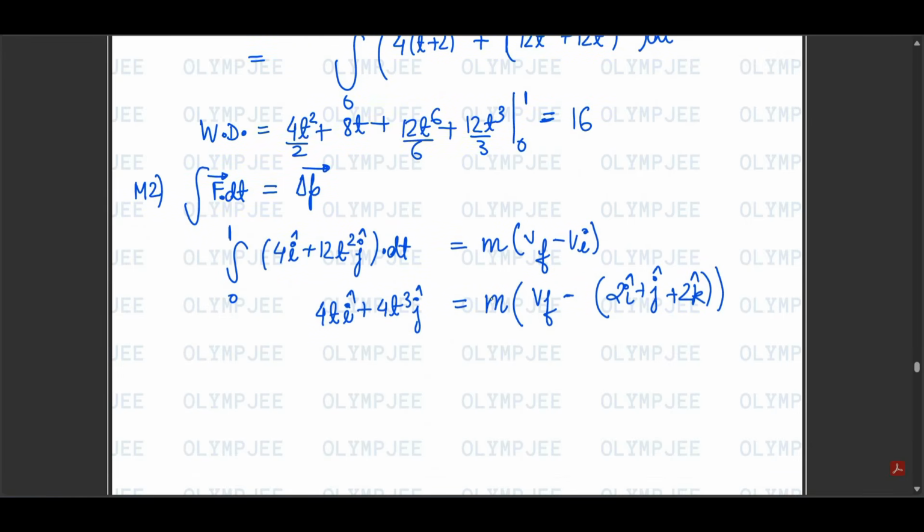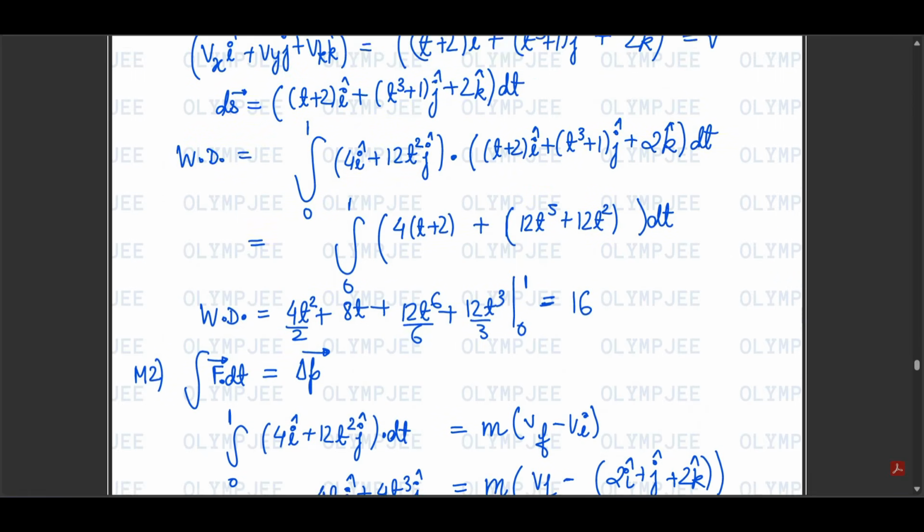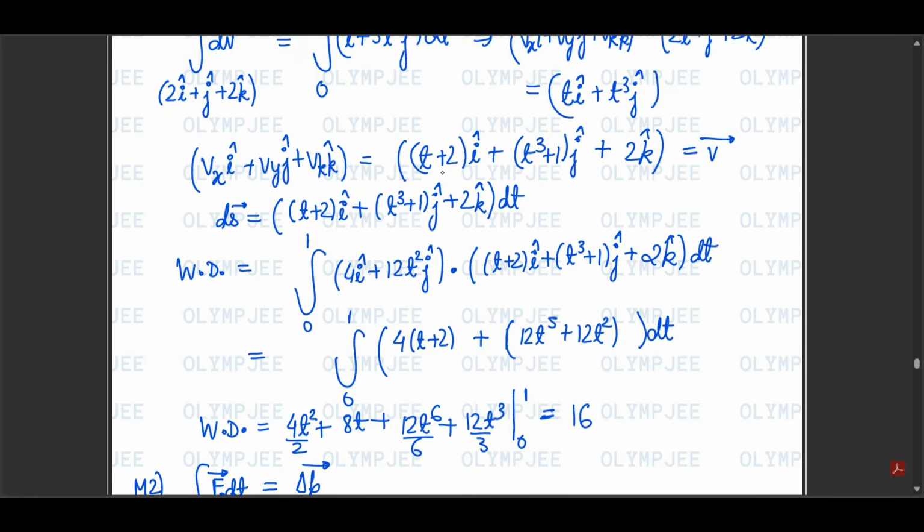So this was 4, so dividing this by 4, this constant will get cancelled. So 2 i cap plus t cube j cap is equal to v final, and if we take this on the right hand side, then it will become (t plus 2) i cap plus (t cube plus 1) j cap plus 2k cap, right? So we have found the v final. If we put 1 here, then we'll get the velocity at 1 second, and you can see that this was also the v that we got here, and then we applied this formula.